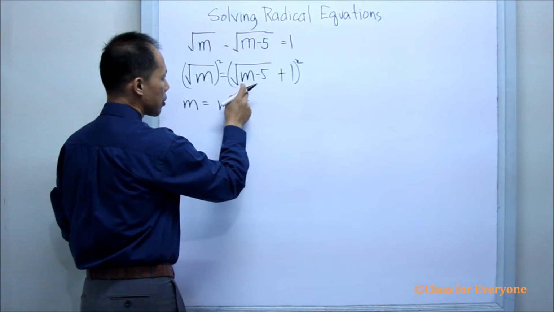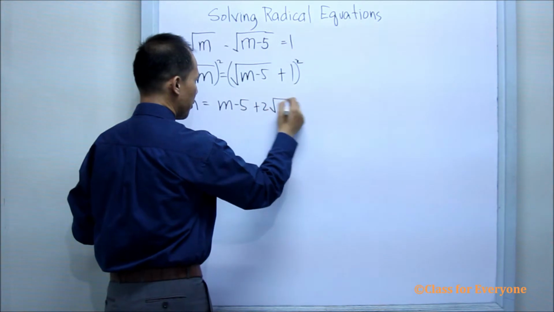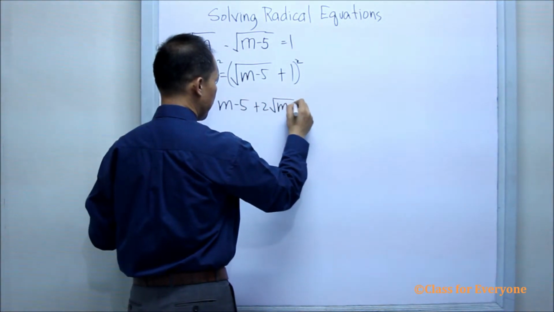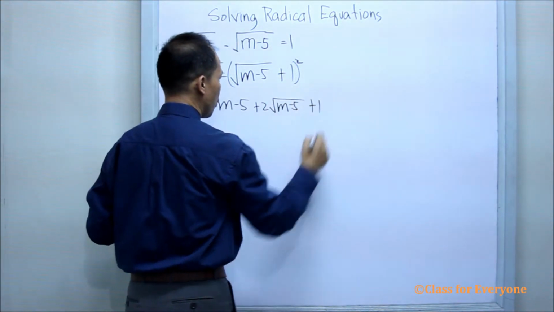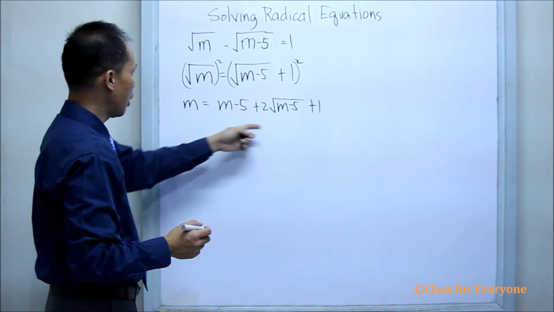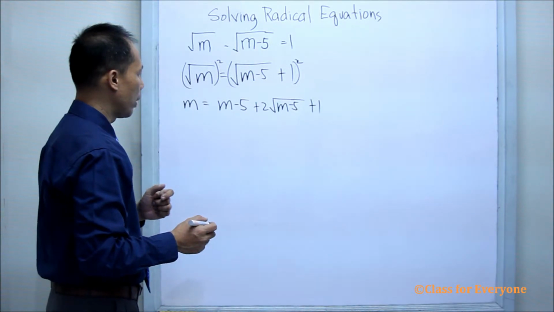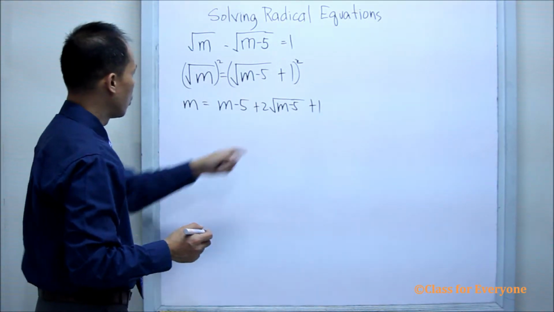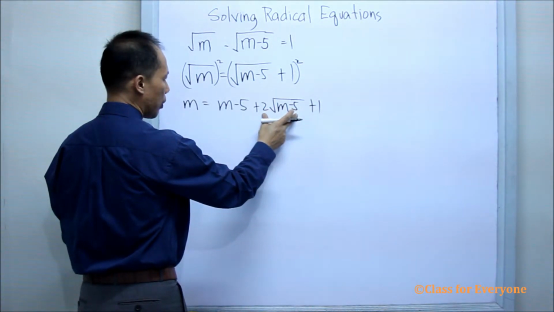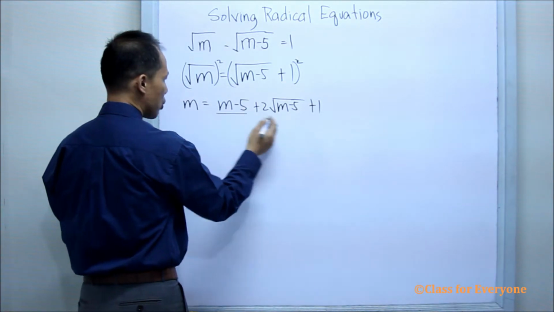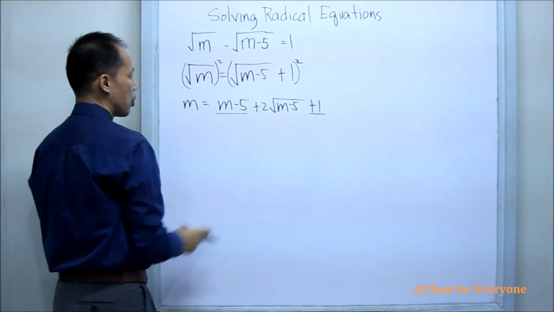Since I'm going to square this, first term times last term times 2, that will be positive 2 times the square root of m minus 5. And then square the last term, that will be positive 1. You'll notice that we still have a radical. So we'll go back to step number 1, wherein we are going to isolate this radical. When we isolate this, this must be on the right side only. So we do not need m minus 5 and positive 1. So just get the opposite of m minus 5 and positive 1.